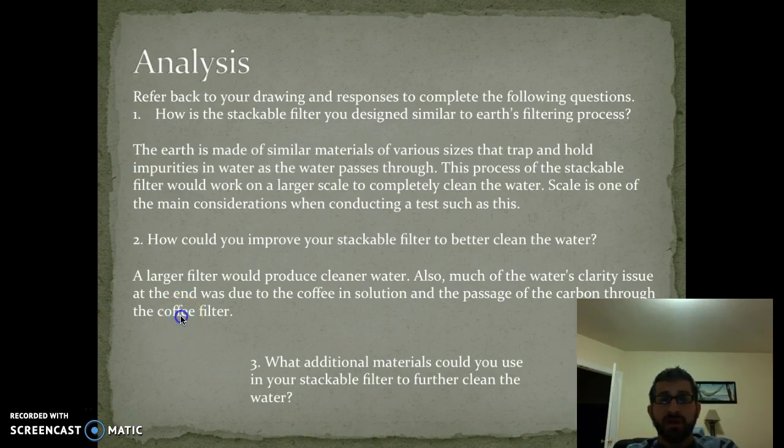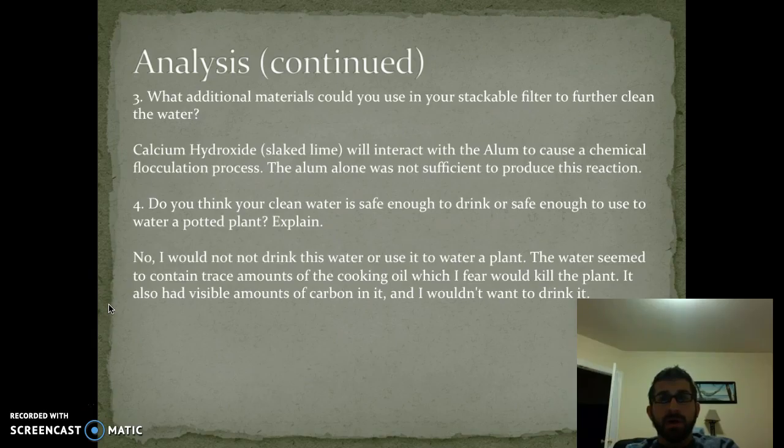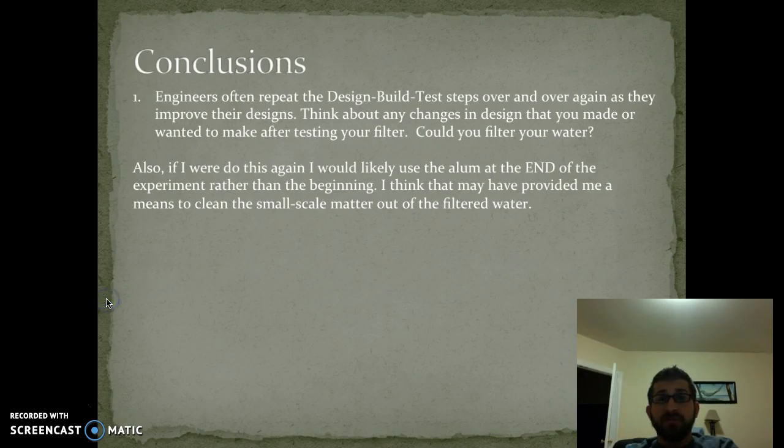Additional materials that I could use, calcium hydroxide would be one. There it is, slaked lime, and it could cause a chemical flocculation process. I don't think this would be safe enough to drink. And finally, engineers would probably go through this process again. And if I were to do this all over again, what I would probably do is end the process with the alum rather than start it with the alum.